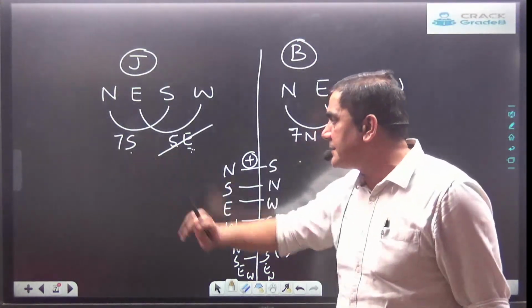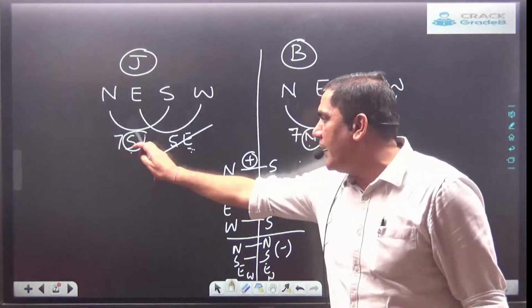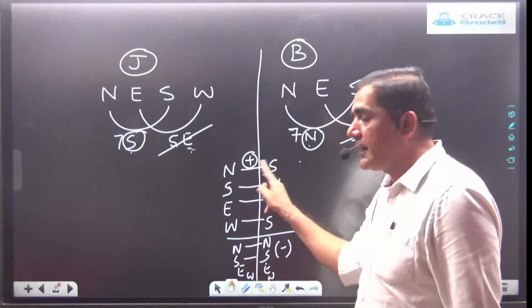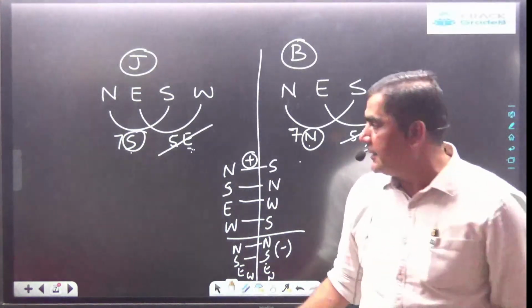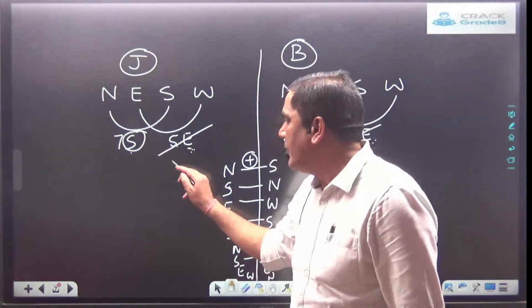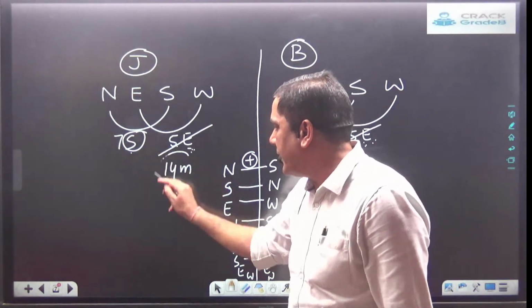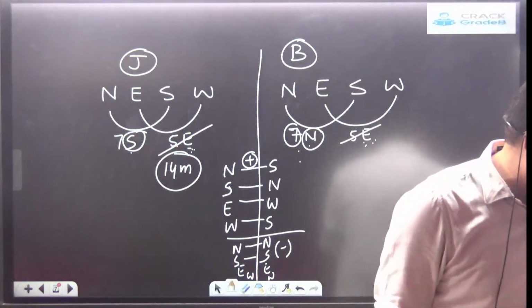Now here this is 7 south, 7 north. This is north and this is south. Both are opposite. So in case of this one, we have to add the numbers. So 7 plus 7 comes out to be 14. So distance will be 14 meter.